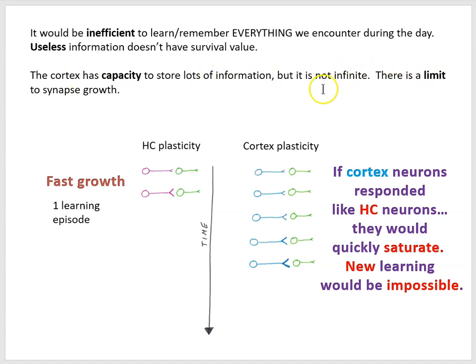There is a limit to synapse growth. There's a limit to the number of synapses we have up there and to how much growth can occur between those neurons. So you see, if cortical neurons responded like hippocampal neurons, they would quickly saturate. New learning would be impossible. So we said the hippocampal neurons respond quickly with a lot of growth to one learning event. Well, if cortical neurons also did that, it would just be a matter of time before we saturated all the cortical neurons, or all the synapses. And if all the cortical synapses are strengthened to their maximum level, then we wouldn't be able to learn and store any new information in the cortex.